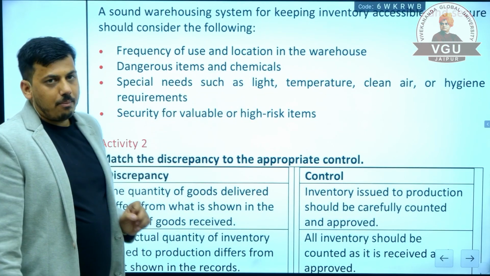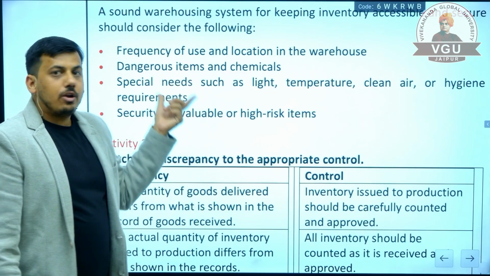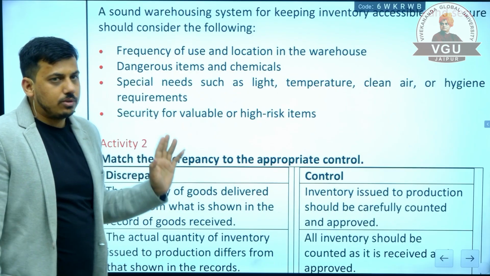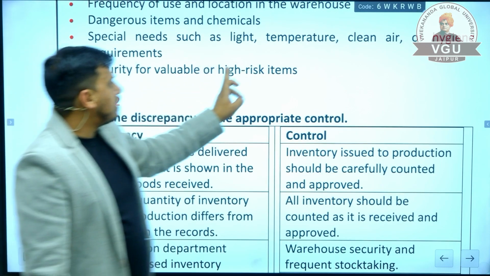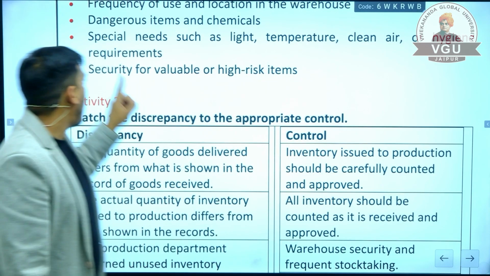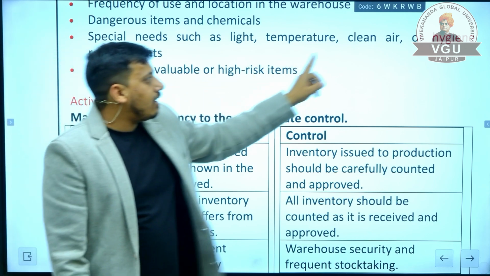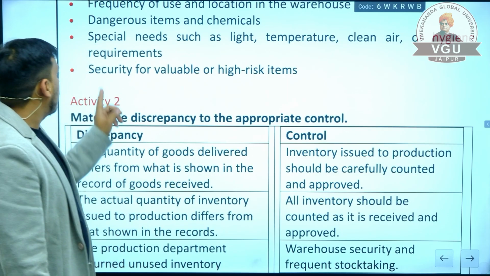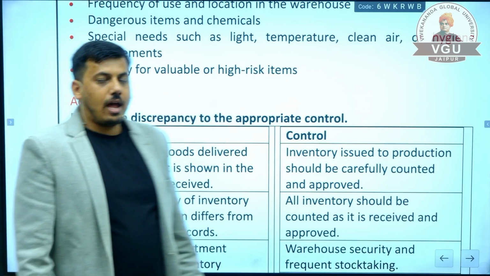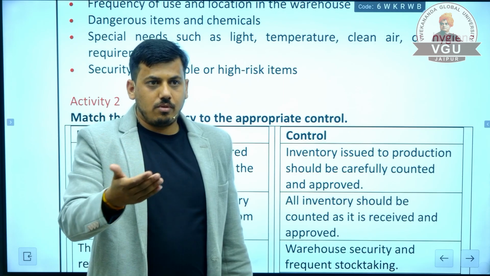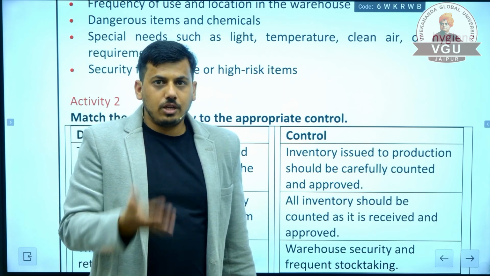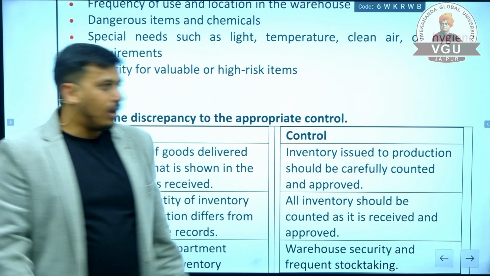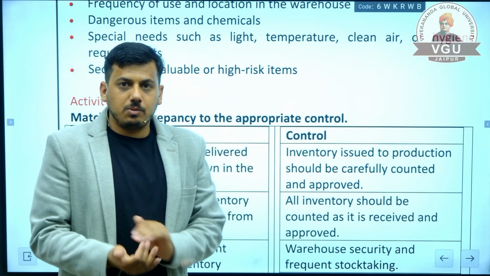Dangerous items and chemicals. Extra precaution should be taken for these kinds of items. Special needs such as light, temperature, clean air or hygiene requirements are important so that the goods do not get damaged. Security for valuable or high risk items. In the warehouse, the security must be good according to the material. If you have valuable items, then the security must be better.